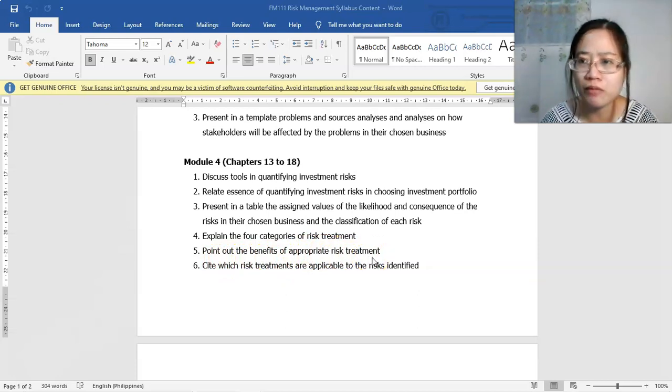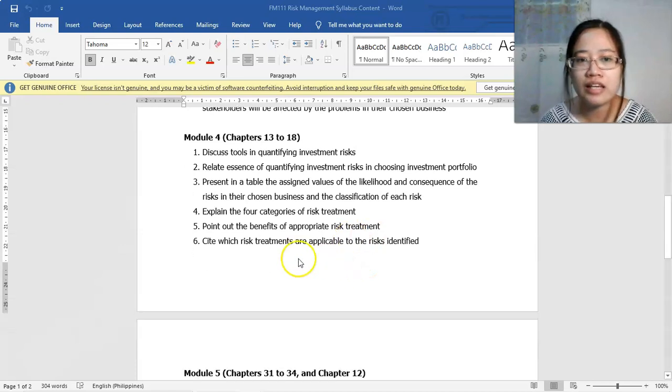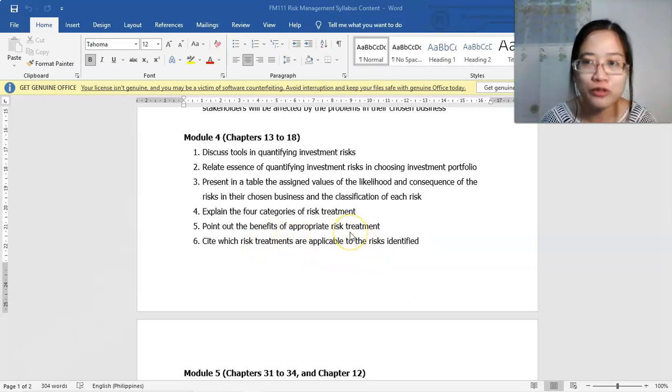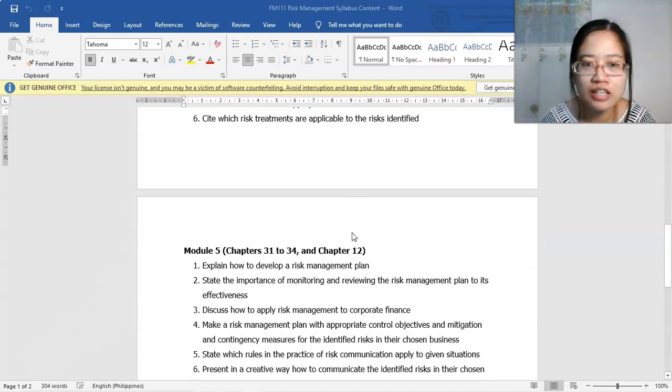Okay, tapos, benefits of appropriate risk treatment. Okay, depending on the type of risk, syempre meron siyang kaakibat or more the appropriate risk treatment na i-apply. And then you have your applicability ng risk treatment to the type of risk identified.